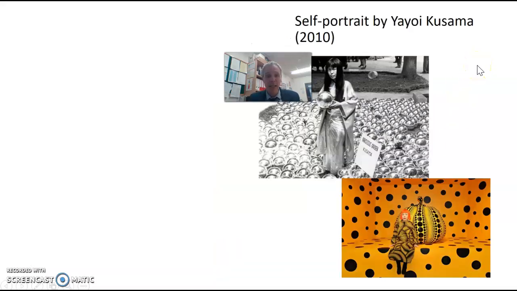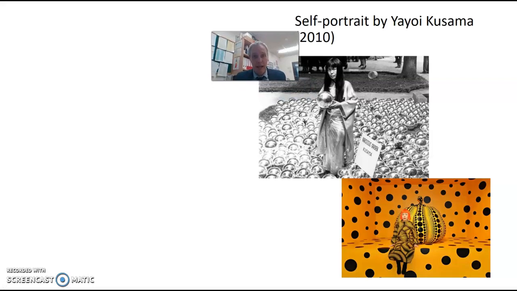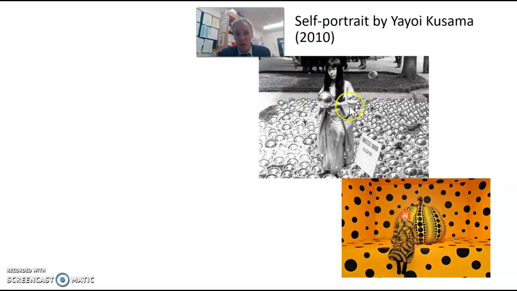Yayoi Kusama is a Japanese artist. Here's a famous piece of her work called Narcissus Garden, where she invited people to come and look at themselves in these reflective spheres and look at their own reflection, their own self-portrait, if you like. Then they could buy the sphere for $2 if they liked and take it home with them.